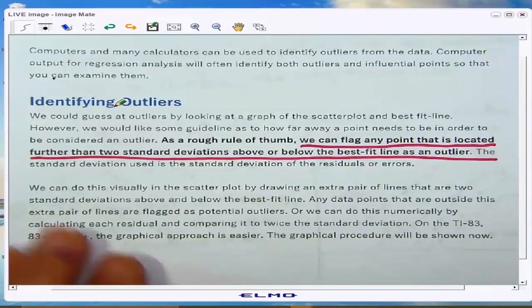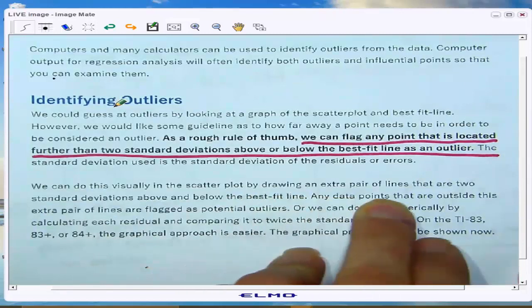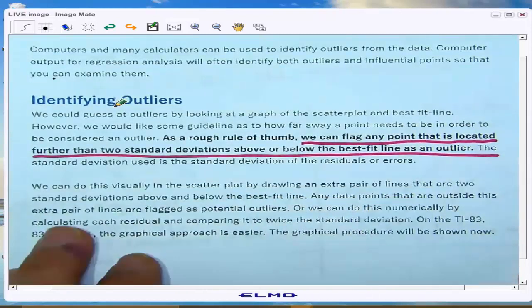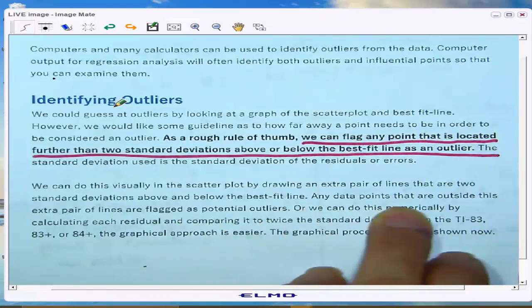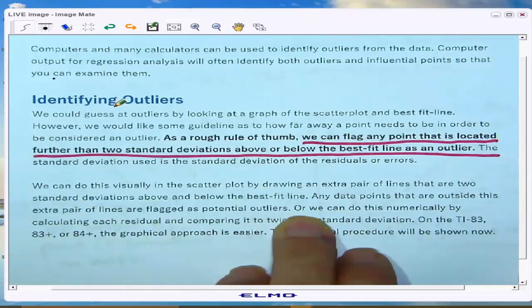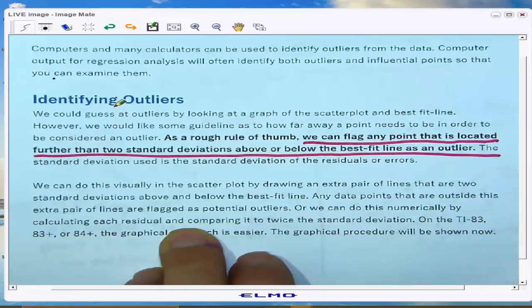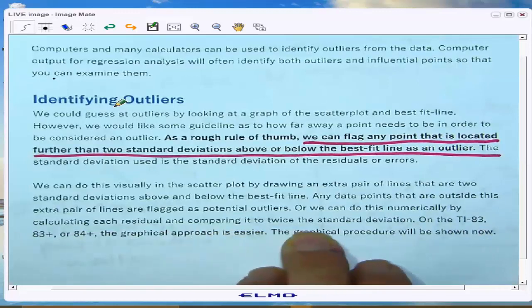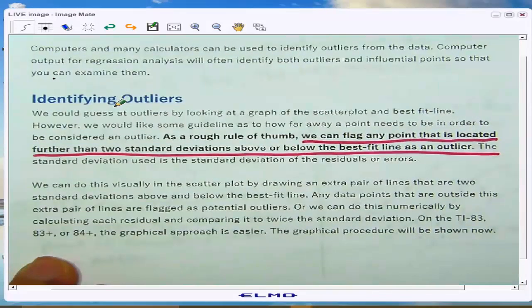We can do this visually in the scatter plot by drawing an extra pair of lines that are 2 standard deviations above and below the best fit line. Any data points outside of this extra pair of lines will be flagged as outliers. Or it's possible to do it numerically by calculating each residual value and comparing it to twice the standard deviation. But that's so much work. The graphical approach is a lot easier, and that's what I showed you the other day.